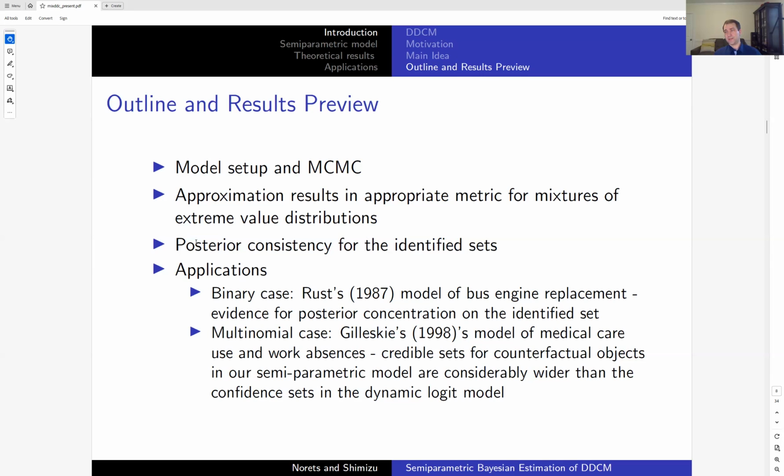I'll also discuss a couple of applications. One of them I already mentioned, a model of medical care use and work absences, and also a very simple model for which we can actually compute identified sets for the parameters, and then we can compare MCMC results with that, which is the true, exact result.